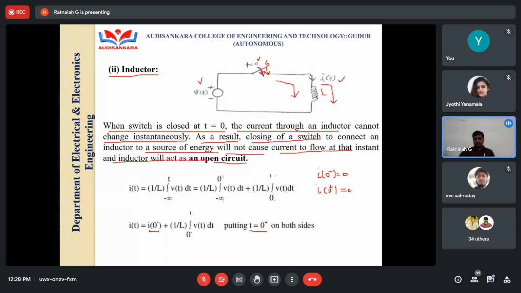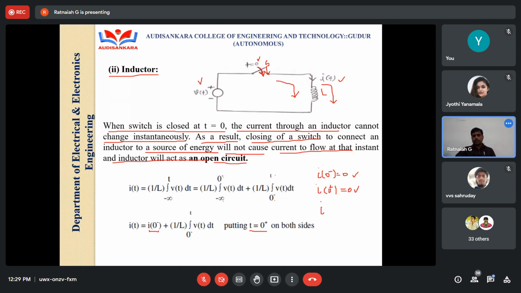That is also 0, because yesterday in the introduction we discussed that the response before closing the switch and after closing the switch is the same. Before closing the switch, the inductor current is 0. Immediately after closing the switch, the current through the inductor is again 0, because an inductor does not allow sudden changes in current. Therefore, in both cases, I of 0 minus is equal to 0 and I of 0 plus is equal to 0.